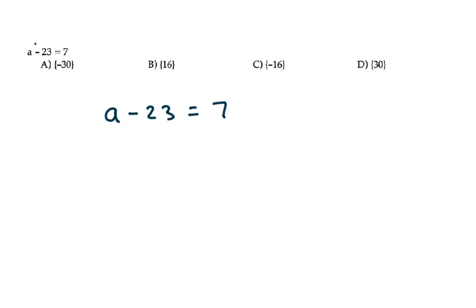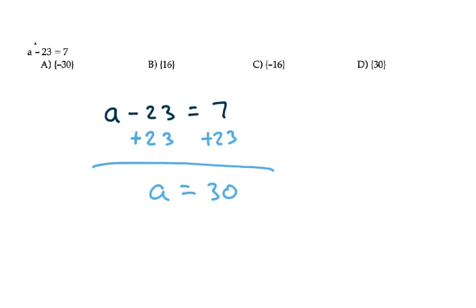The goal here is to isolate a. Now, if you do have a minus 23, we know the opposite of subtraction is addition. We'll add 23 to both sides. And so a equals 30. And here's our answer. So also please note that you can always take your answer, which is 30, substitute it back in, and see 30 minus 23 does in fact give you 7, which it does.